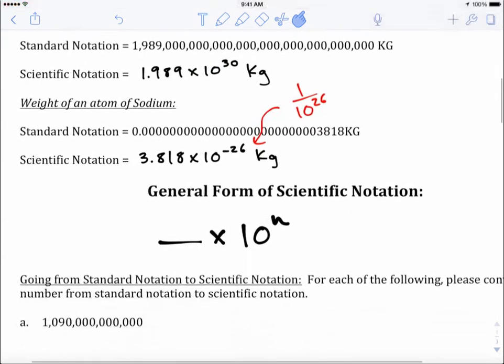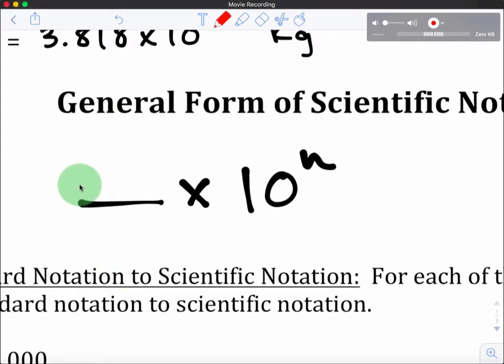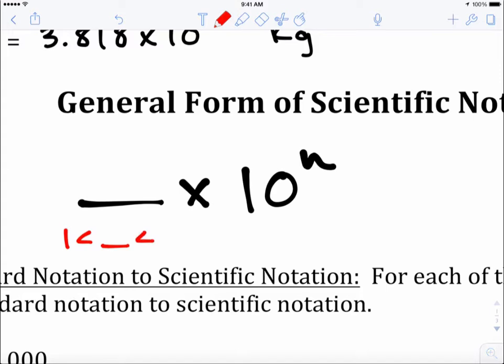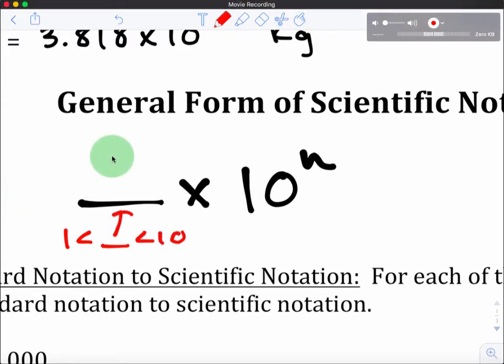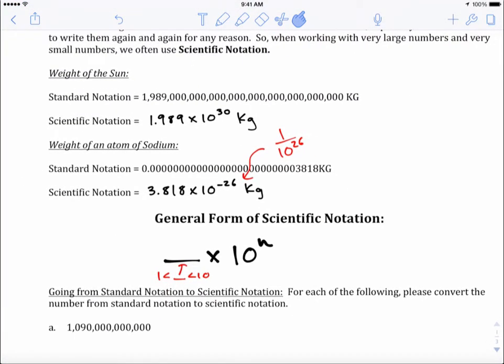One key thing about this form of writing a number in scientific notation: this number right here has to be between 1 and 10. That's really big. So in both of these examples that we've done so far, here's the number between 1 and 10, here's the number between 1 and 10. There's nothing wrong with writing a number that's not between 1 and 10, it just wouldn't be scientific notation. So let's do a few examples to get the hang of it, and then you can try some as well.